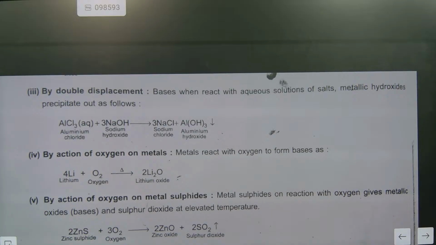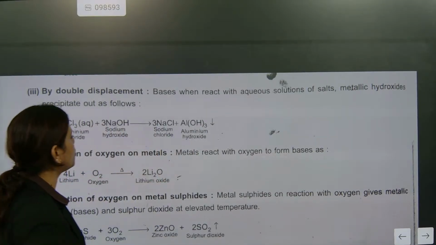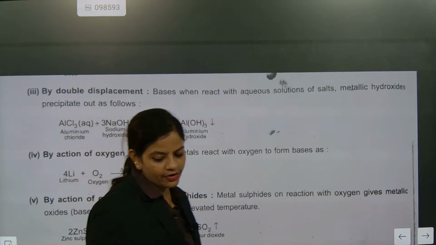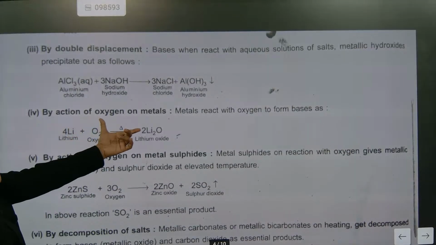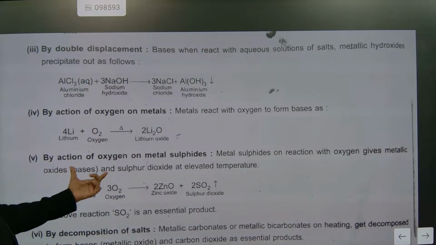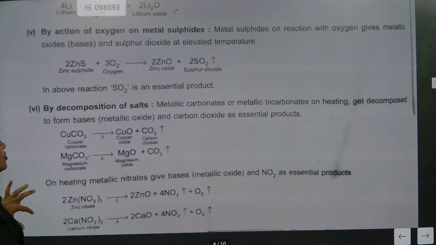Now look here. Aluminium chloride is there. Sodium hydroxide is there. What they have given here, they are exactly giving sodium chloride and aluminium hydroxide. So these are some very important parts. Please, action of oxygen on metal, already we know. By action of oxygen on metal sulfide, this is not important. Decomposition also they will not ask.